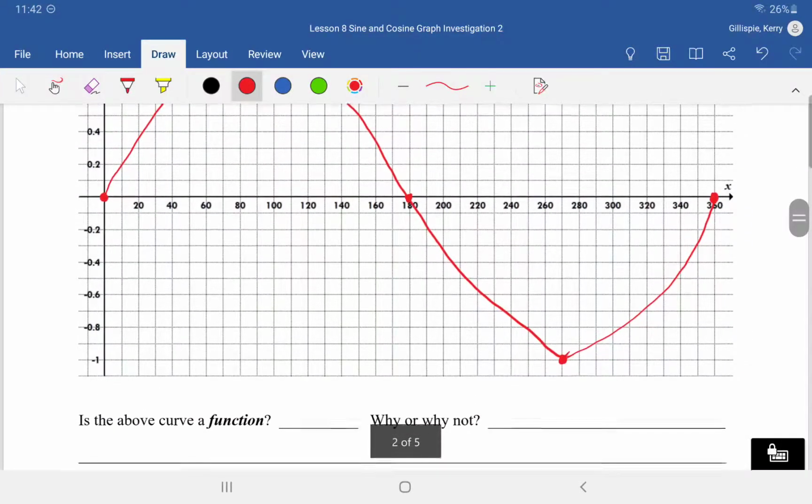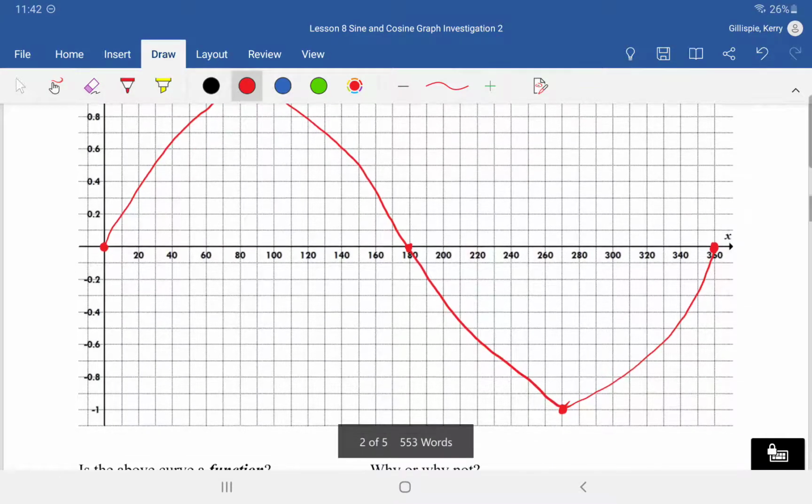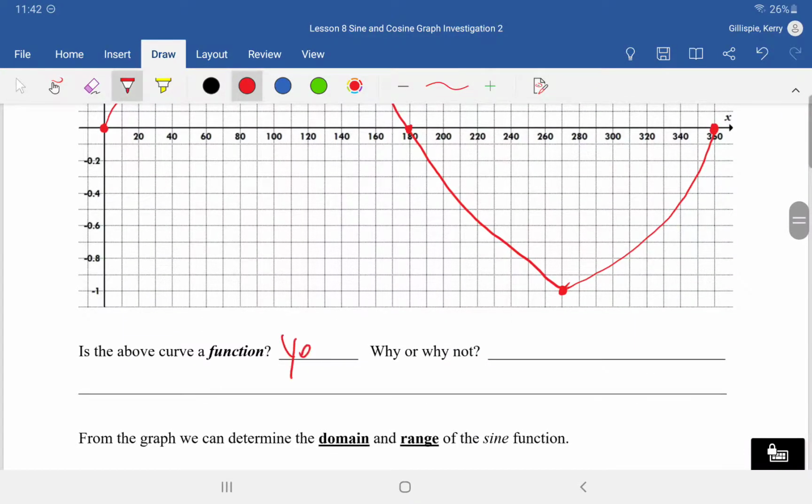So is the curve a function? It is, because if you remember from before March break, something is a function if any x value has only one y solution. So can I go anywhere on the graph and get just one answer? I can. The sine of 120 has just one answer up here. The sine of 260 has just one answer down here. So this is a function because each x value has only one y value.